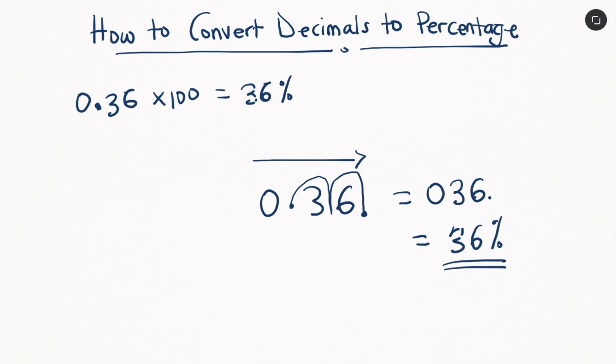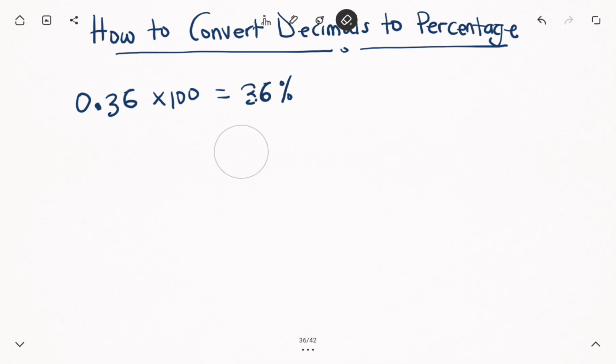So this is how we convert decimals to percentage. This is very easy, straightforward, no time to waste. All right, so let's have a look at more examples, and then we take home some assignments.